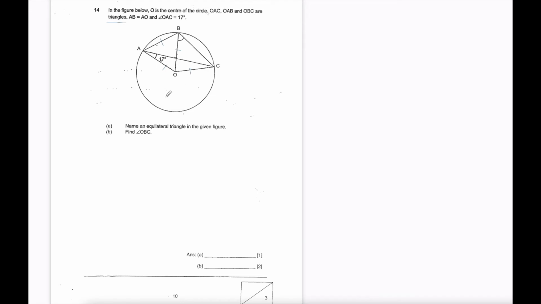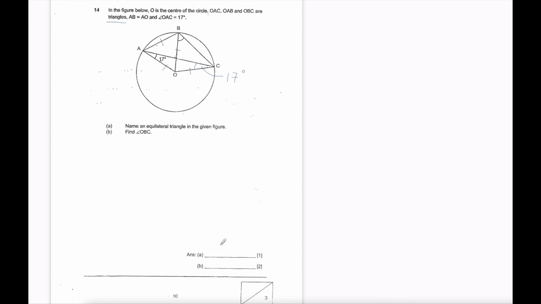Before we start doing any questions, we can actually see an equilateral triangle here. OAB is an equilateral triangle because all its sides are the same length as the radius. And we can also see an isosceles triangle, which is OAC. So if angle OAC is 17 degrees, this will also be 17 degrees because they are at the base of an isosceles triangle. Coincidentally, 14a asks you to name an equilateral triangle in the given figure.